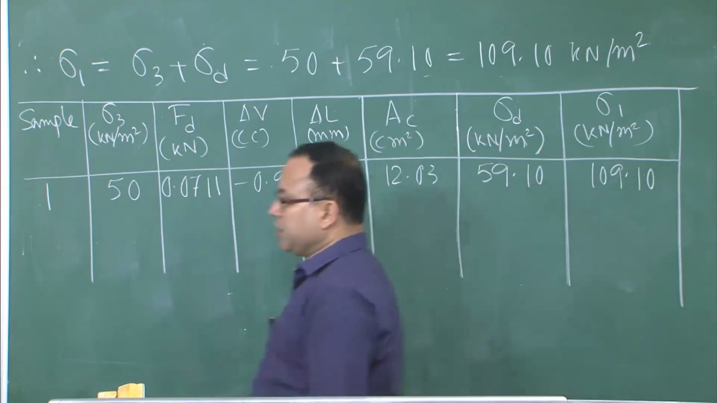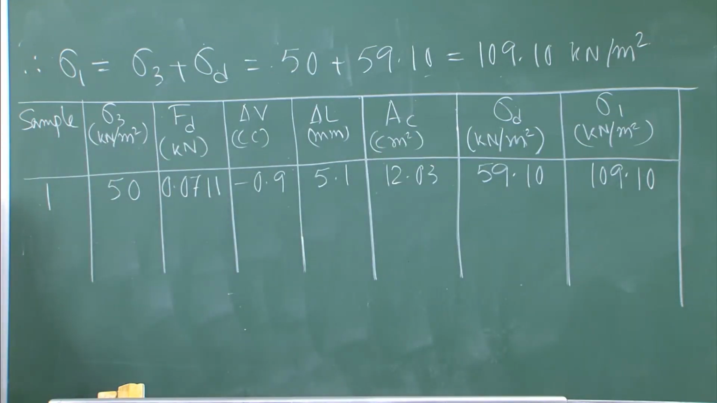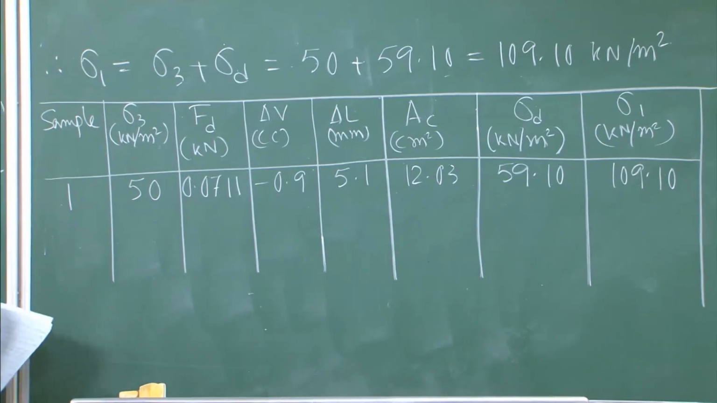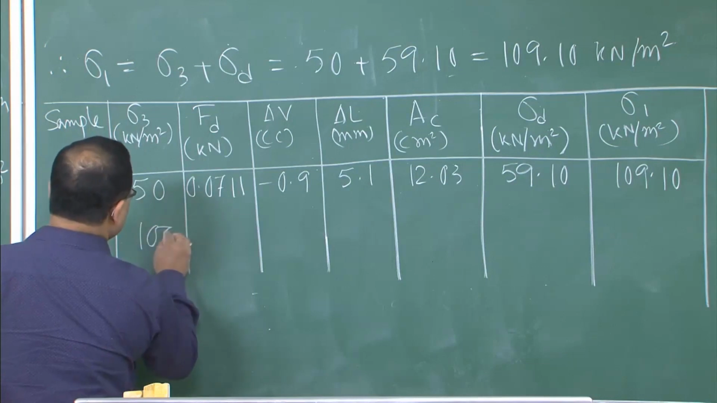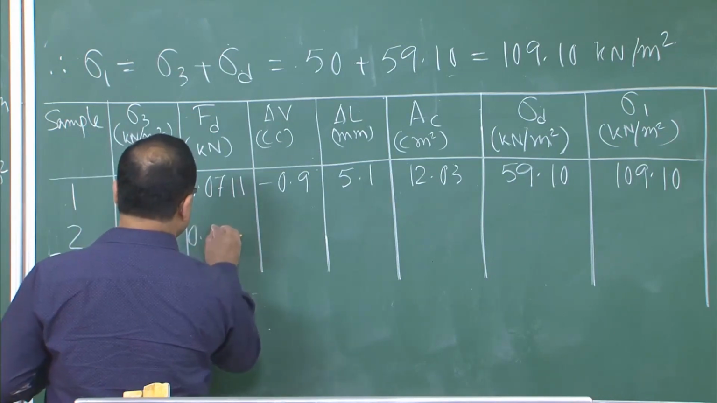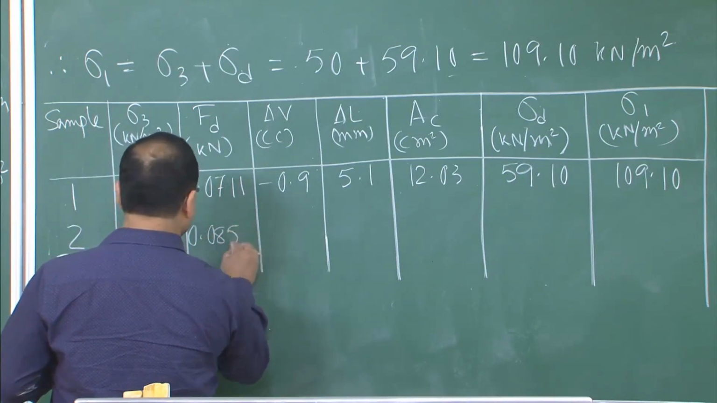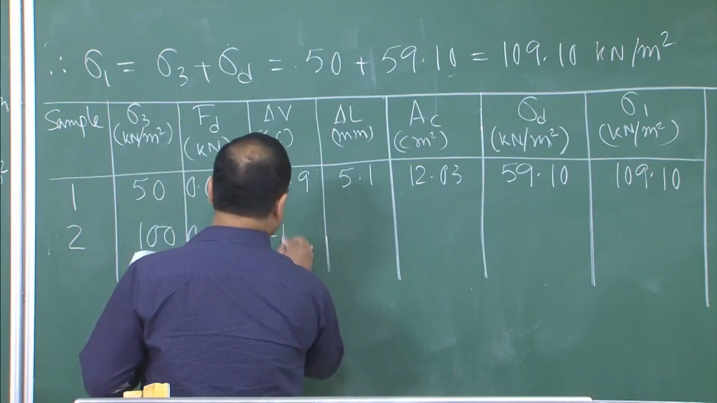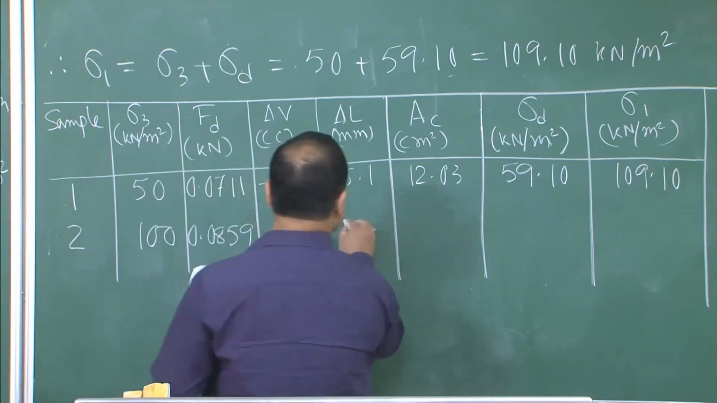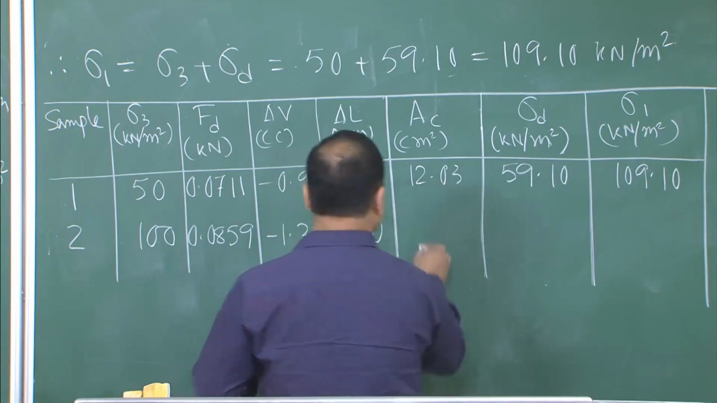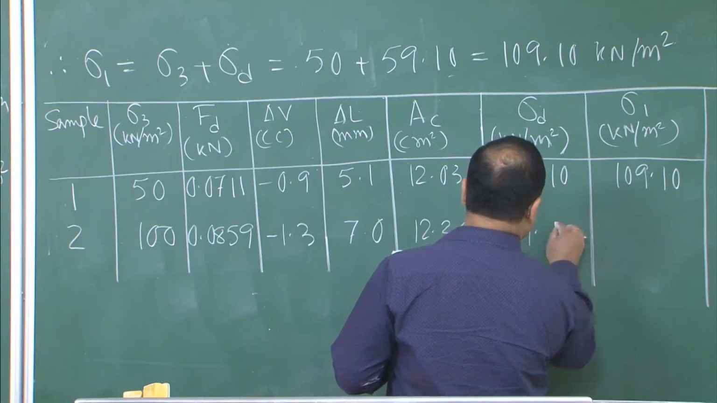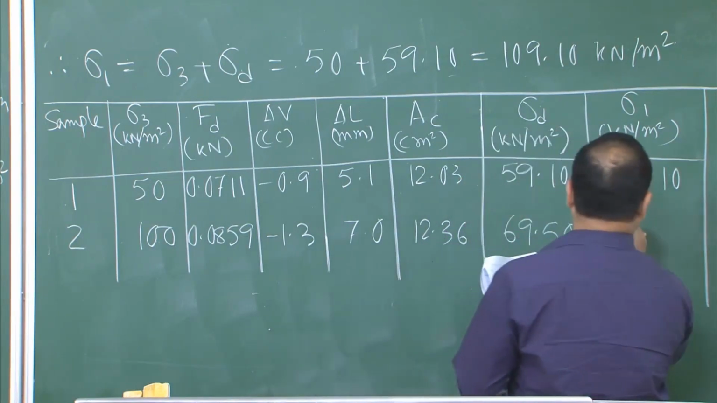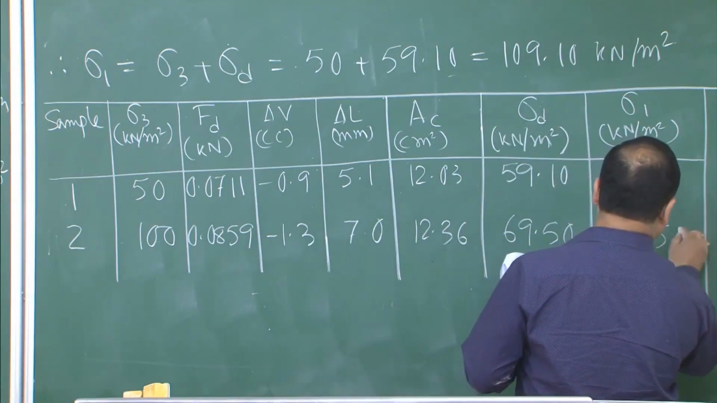I did not calculate the values for the other two samples, however, you can calculate all those things by following the similar procedure whatever we followed for sample 1. So, sample 2 is 100, 0.0859, minus 1.3, 7, 12.36, 69.50, 169.50.